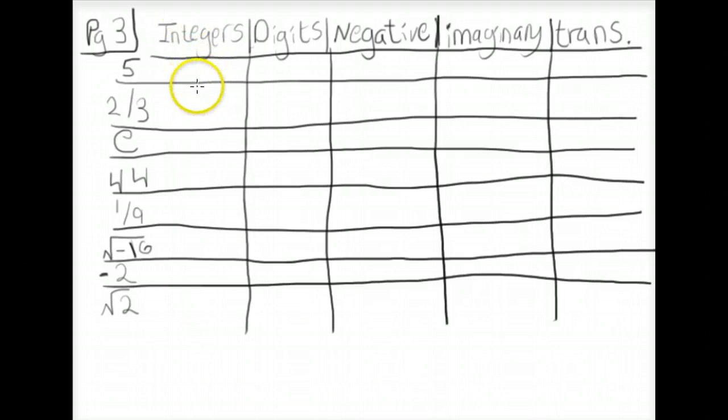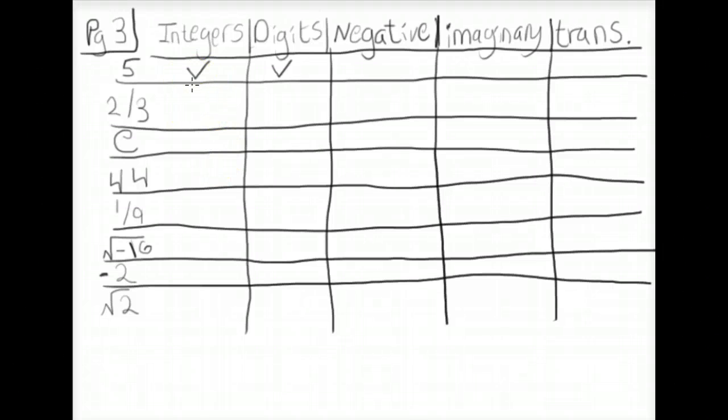So starting with the number 5. Now, the number 5 is an integer because it is a whole number, and it's a whole positive number, so it fits into the category of integer. It is a digit because it is from 0 through 9. It is not a negative number, obviously, and it's not an imaginary number. And it's also not a transcendental number, which again is a number that cannot be expressed as a root of an integer.